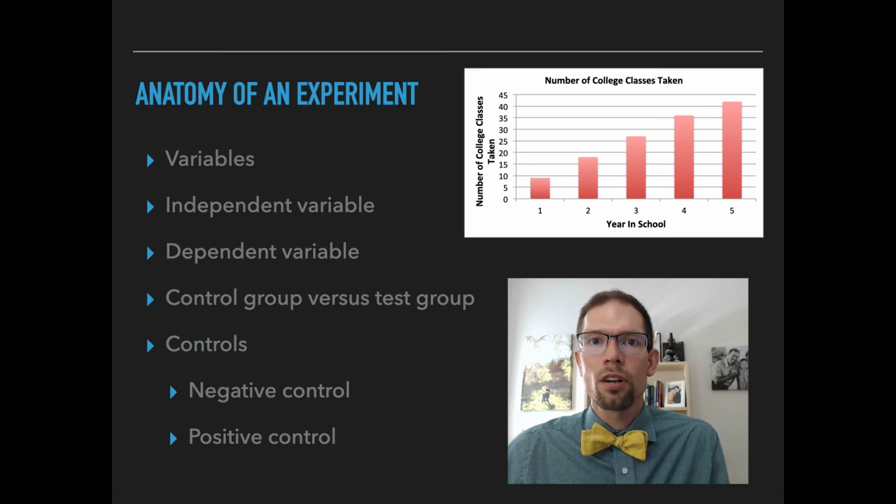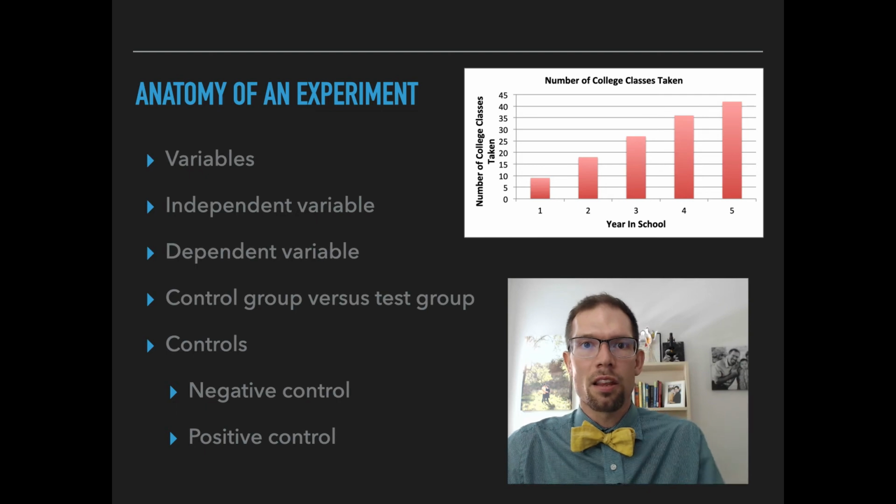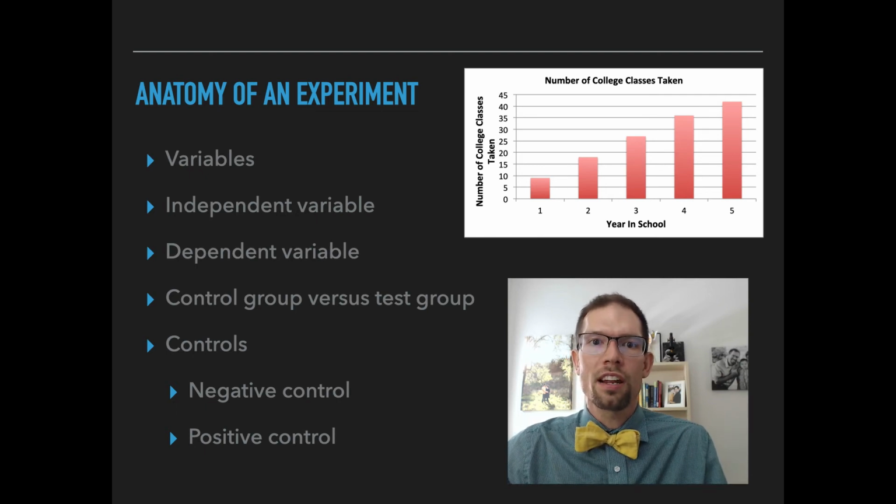Now, controls are important in experiments as well. You can have both negative and positive controls. Negative controls are by far the most common, and when we talk about the control group versus the test group, the negative control is what we're typically talking about. That is a group where you don't change the independent variable, but you do in the experimental group or test group. So a negative control has no change in the variable.